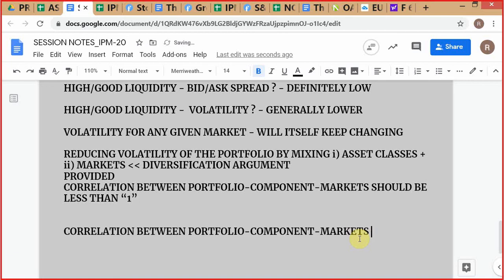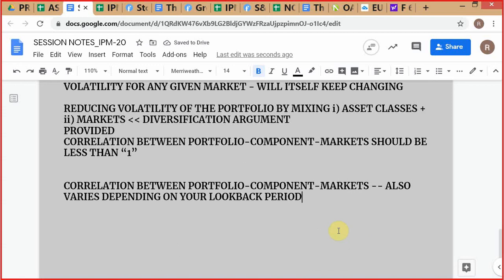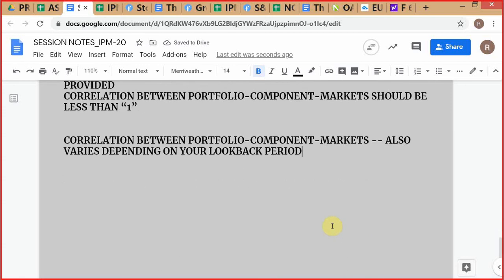varies depending on your look back period. So when you calculated beta in your FM1 or FM2, whatever, if you did your beta calculation using 1 year of historical data, versus if you did it using 5 years of data, or you use 10 years of data, the results are generally different.